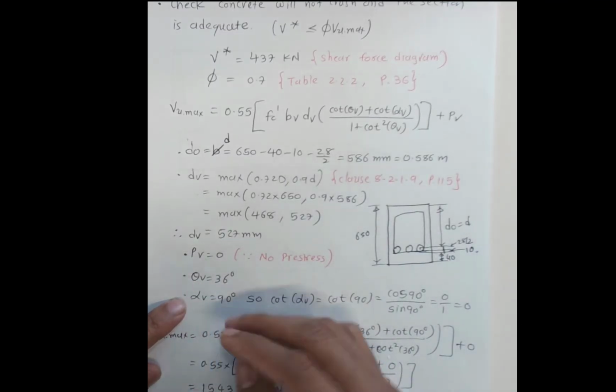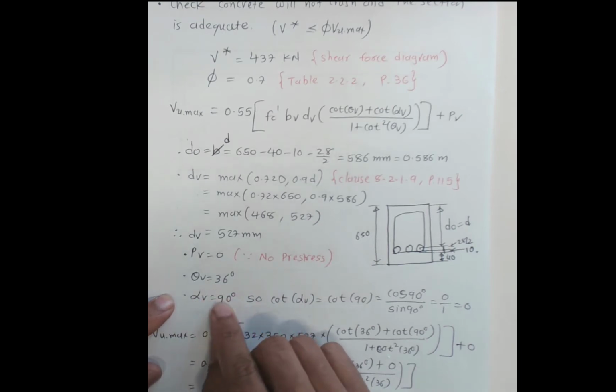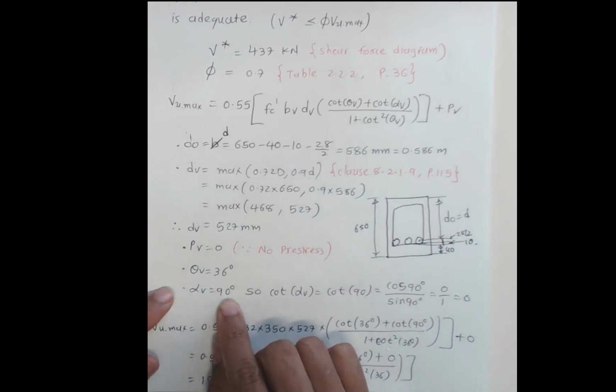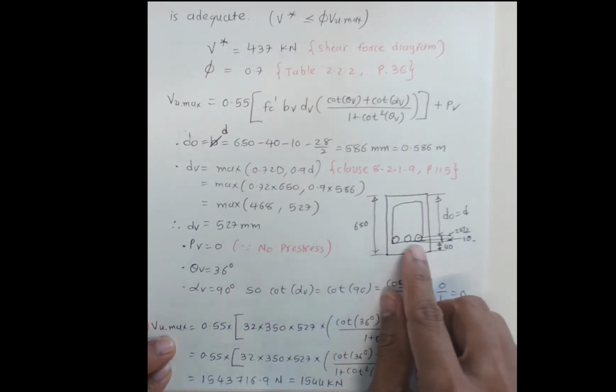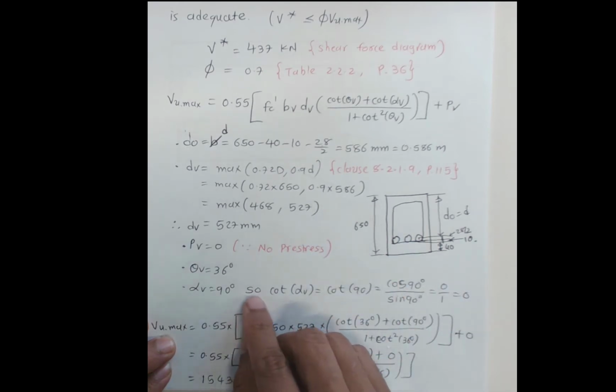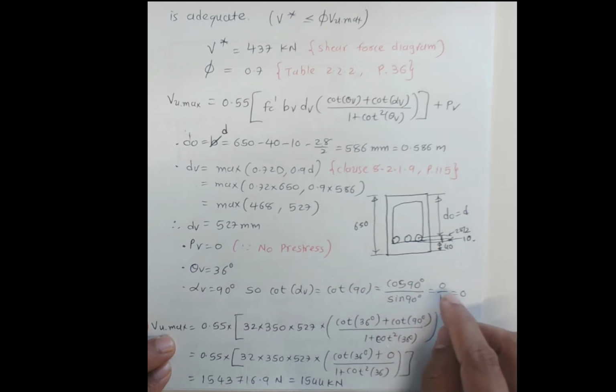Theta v is nothing but the angle of crack. Alpha v is the angle of the fitment with the longitudinal axis. So alpha v equals 90 degrees because we have a fitment which is at 90 degrees to the longitudinal axis. So cot 90 degrees is cos 90 over sin 90, which is 0 over 1, equal to 0.